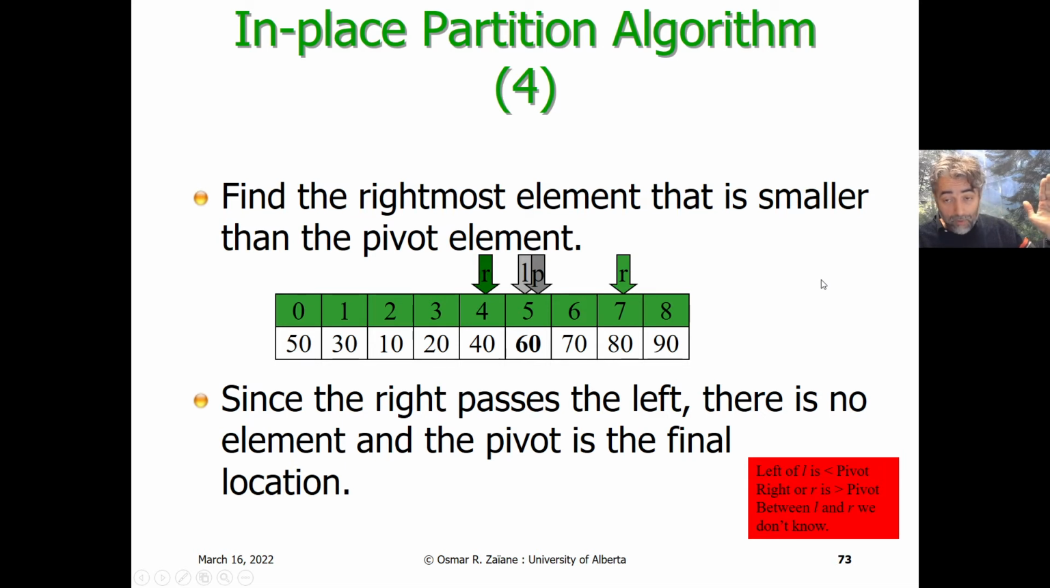You remember they were running towards each other, and now they crossed. It means I finished traversing this whole space, and the pivot is in the right place, and everybody on the right indeed is bigger, and everybody on the left is smaller. So I'm done with the partition. And what do I return? I return this position 5, which is the index of the pivot.